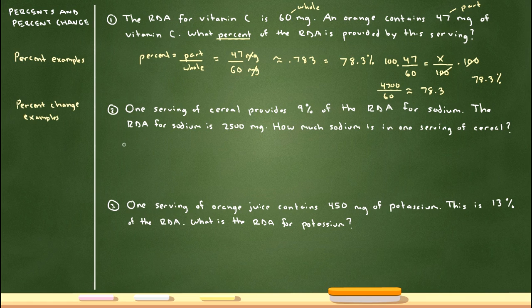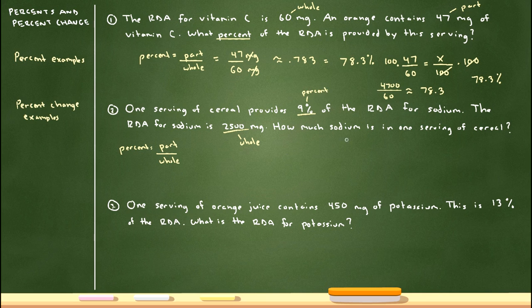Well, again, I want to stress here that the percent is defined as being the part over the whole. So the 2,500 milligrams is the amount that's recommended. So that's the total amount. If you get 2,500 out of 2,500 milligrams, you have 100% of your RDA for sodium. So this portion here represents my whole, and this piece here is my percent.